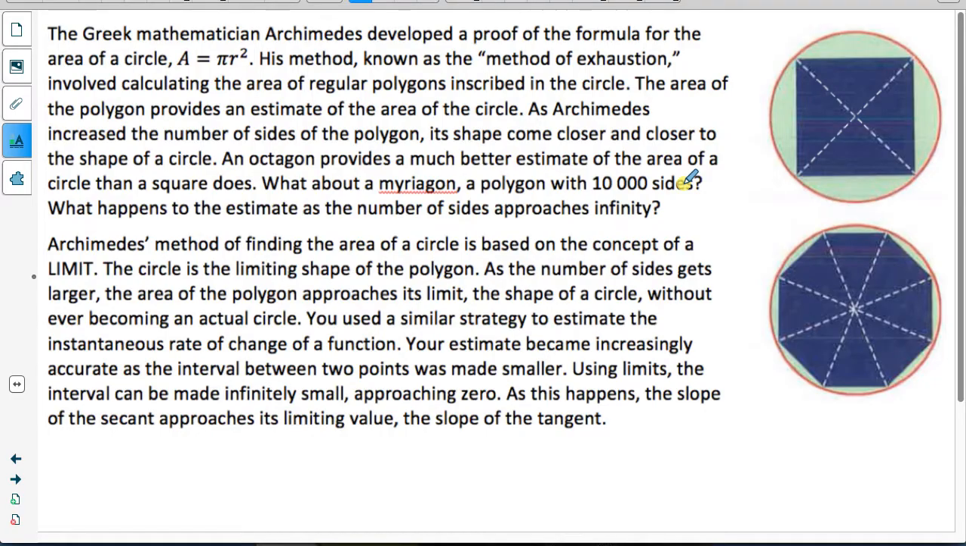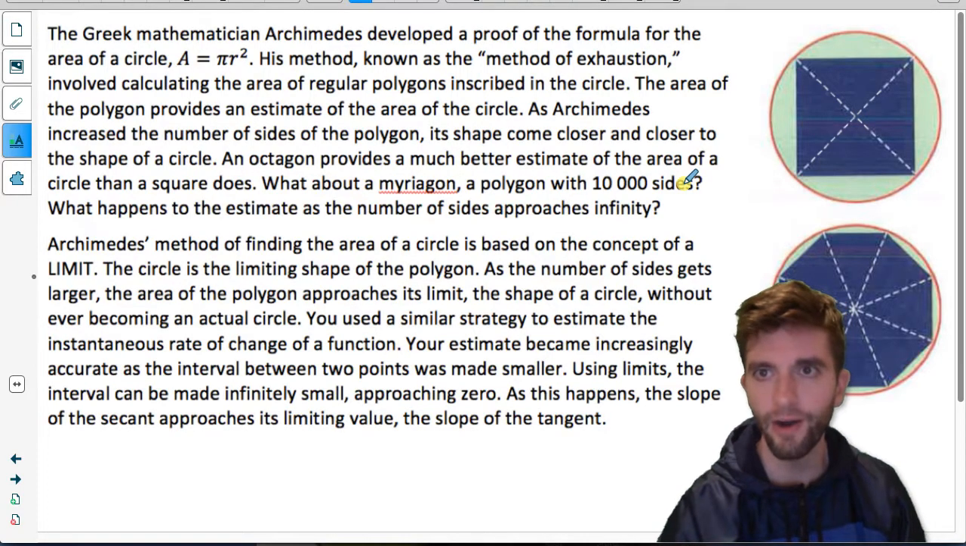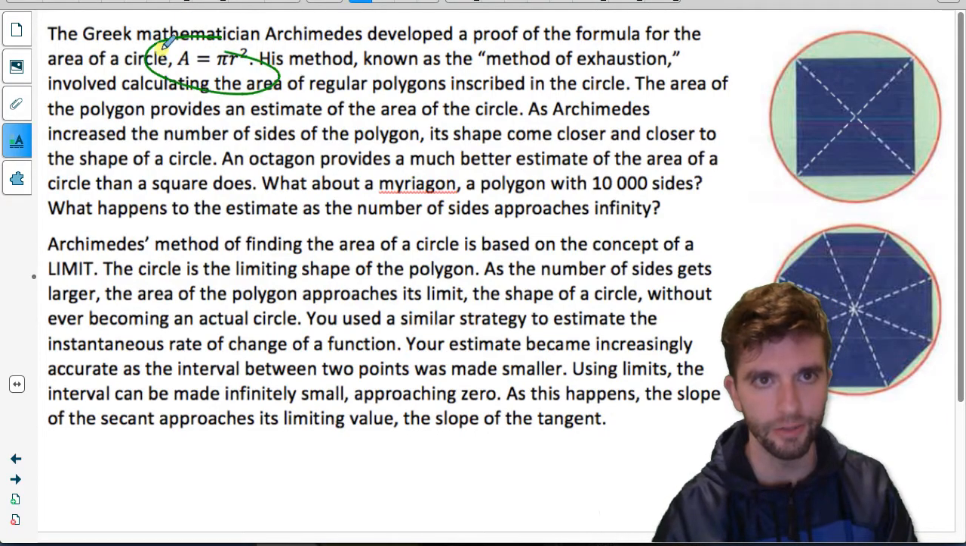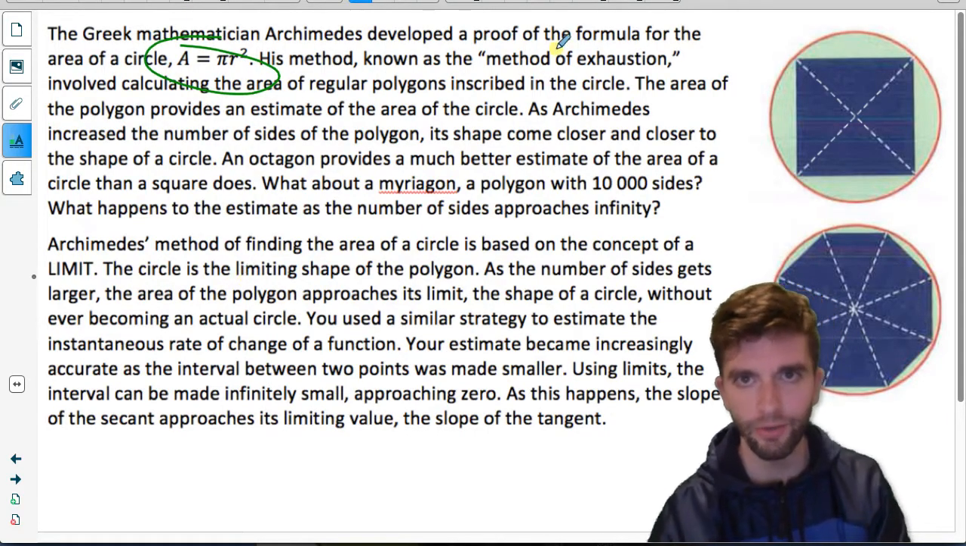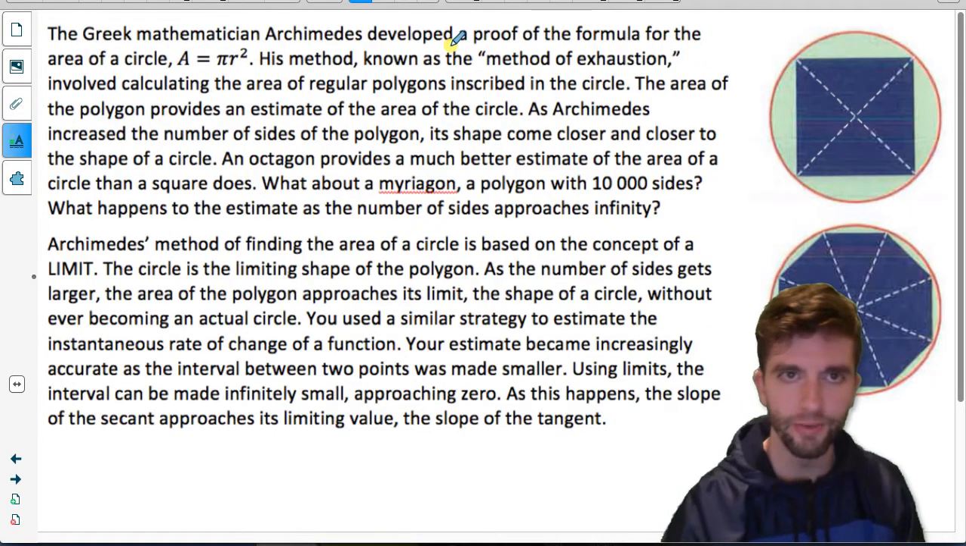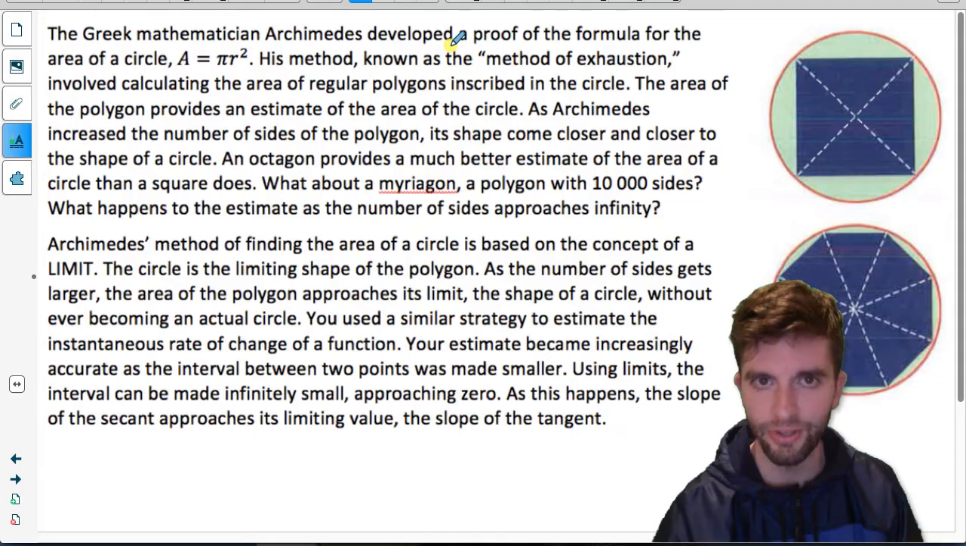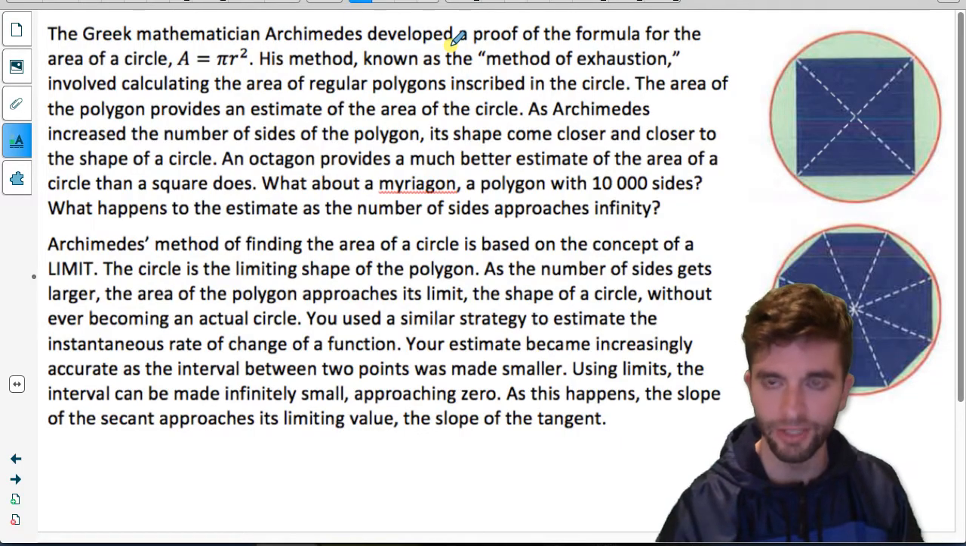So we're going to start this lesson by looking at the concept of a limit through the lens of how Archimedes discovered the formula for the area of a circle, area equals pi r squared, using something called the method of exhaustion. So feel free to pause the video right here and read this whole section. But what I'm going to do is go over to an app in GeoGebra where I can demonstrate this to you to make sure you get the idea about this method of exhaustion.